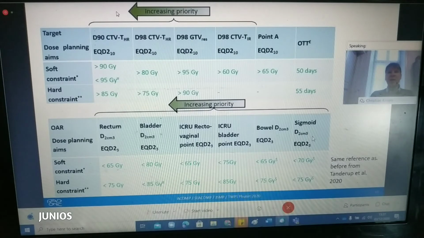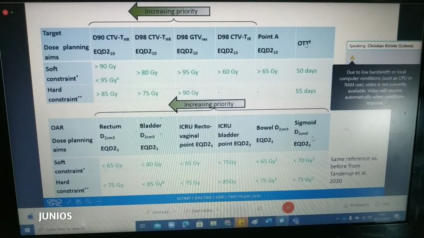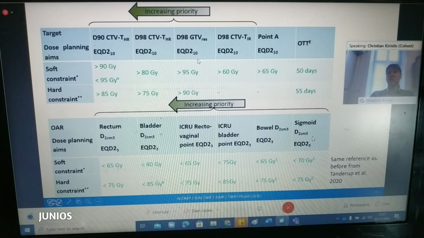Still, it's important to be then comes less. Also, the overall treatment time would be also a constraint. So, as a hard constraint, 55 days, and as a soft constraint, it would be an ideal situation. I know that in many centers of the world it's not possible. To each other to have. And you can see this in the same reference.